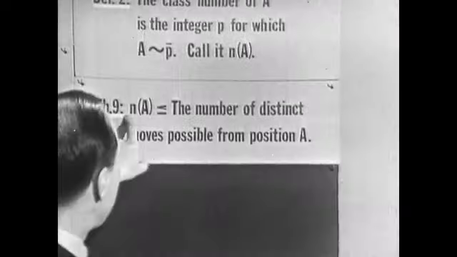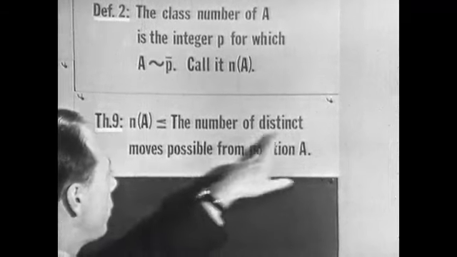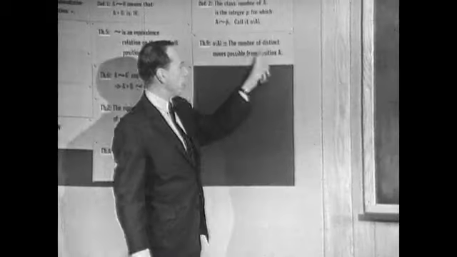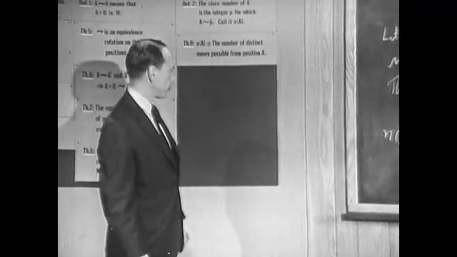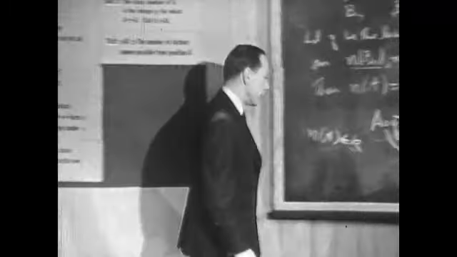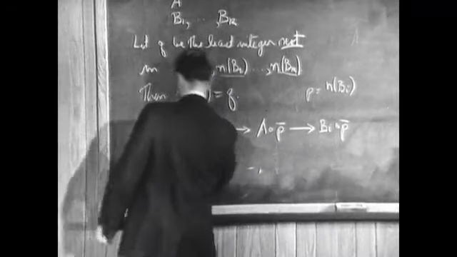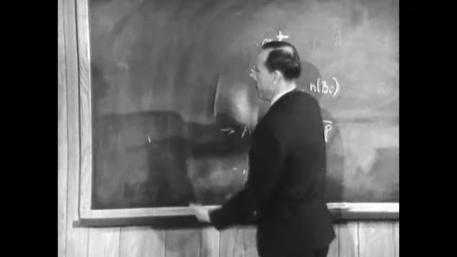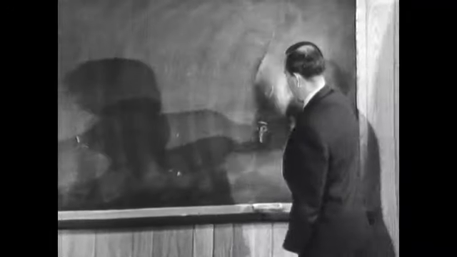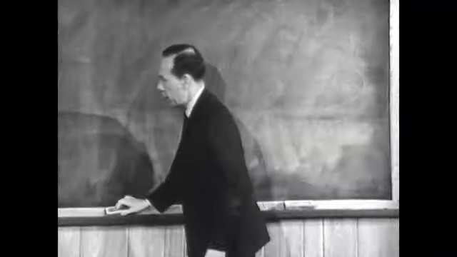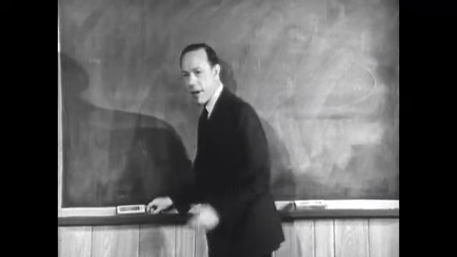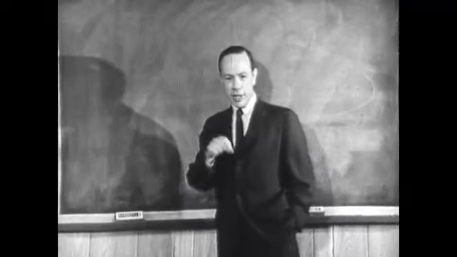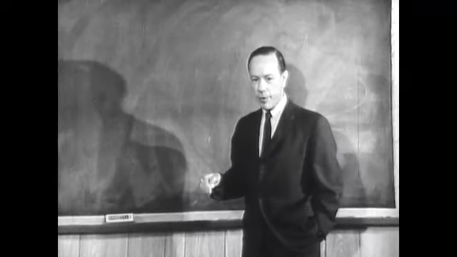Theorem 9: N of A is less than or equal to the number of distinct moves possible from the position A. We'll need that in a moment. Now, the next thing we'd like to do is transfer everything from this ghastly algebra of equivalence classes directly to integers where we can get at them. And we know how to do it now. For every equivalence class, we have an integer, and we just want to transfer this.